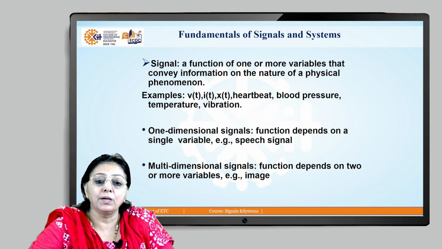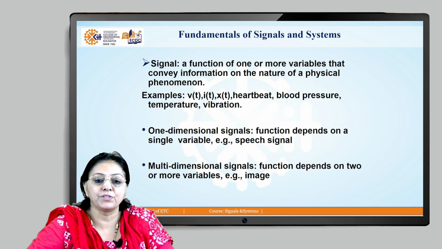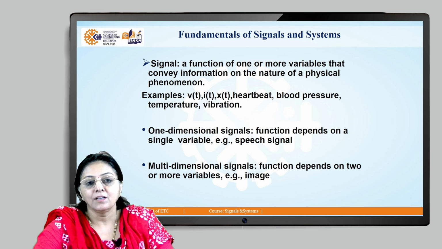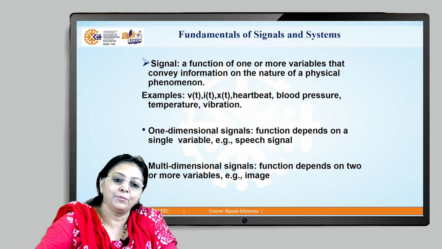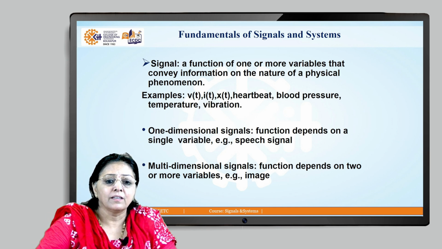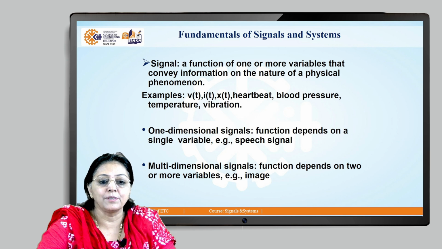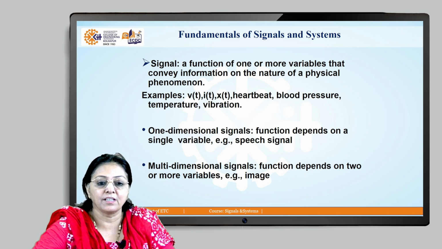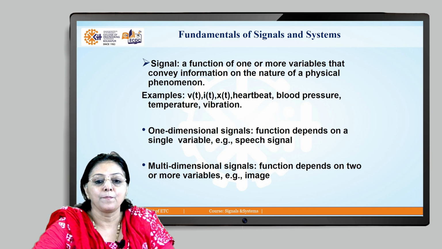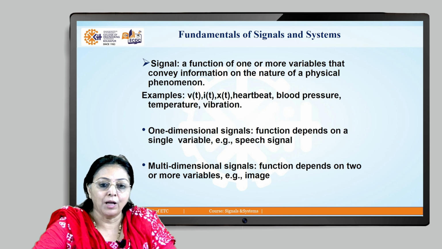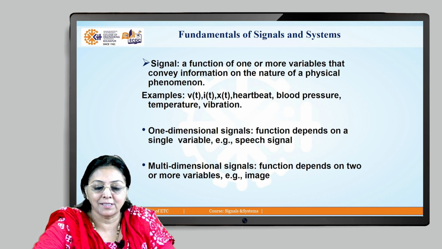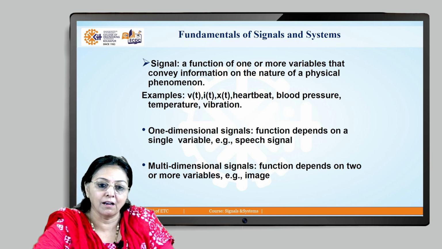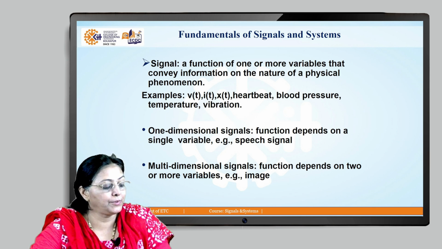Then the second part is the multi-dimensional signal: functions which depend on two or more variables. For example, a two-dimensional image, three-dimensional image, multi-dimensional image. According to the information, if you want to find the depth, you need a three-dimensional signal. If you want to find the image in terms of pixels, we require a two-dimensional signal at least. We can also observe the three-dimensional signal, which gives information about the image. So these are the different types of signals.